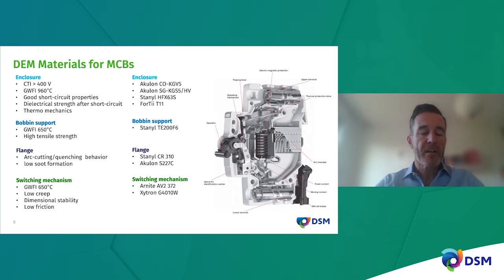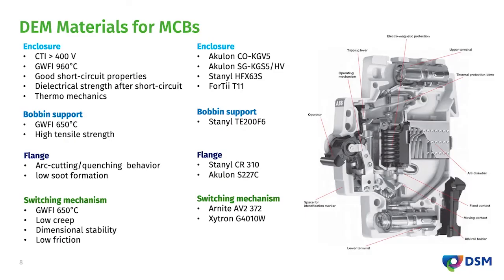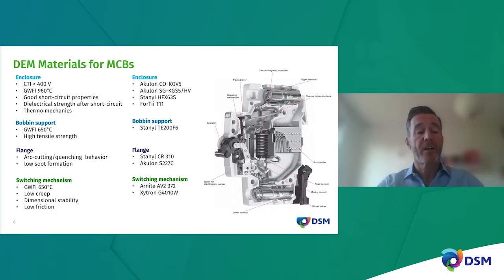If you look at the enclosure materials, of course, on the left, we already mentioned Arlon polyamide 6, COKGV5 solution. But if the ratings of the circuit breaker increase and there's a higher thermal load on the housing, polyamide 6 is no longer sufficient and one needs to switch to polyamide 6,6. One of our solutions for this is Arlon SGKGS5. This is a polyamide 6,6, 25% halogen-free flame retardant.